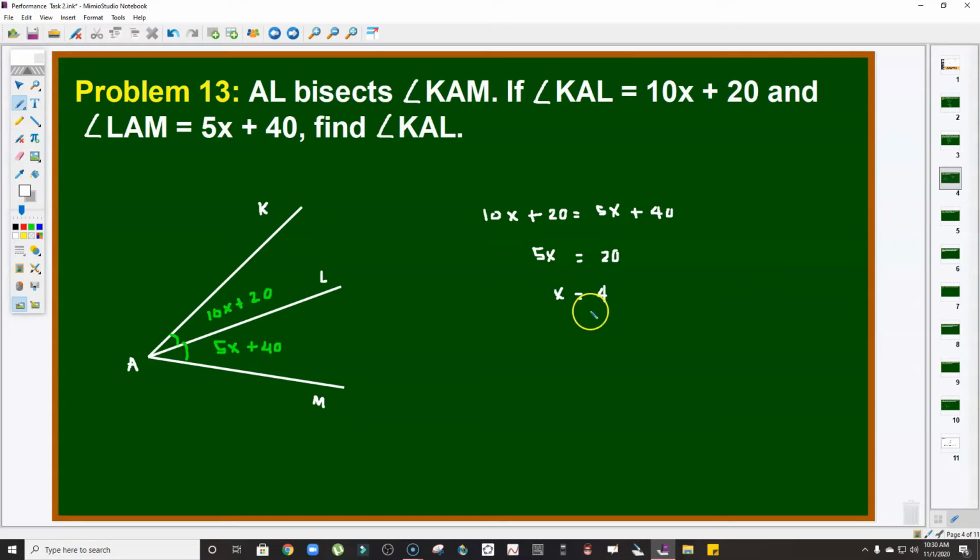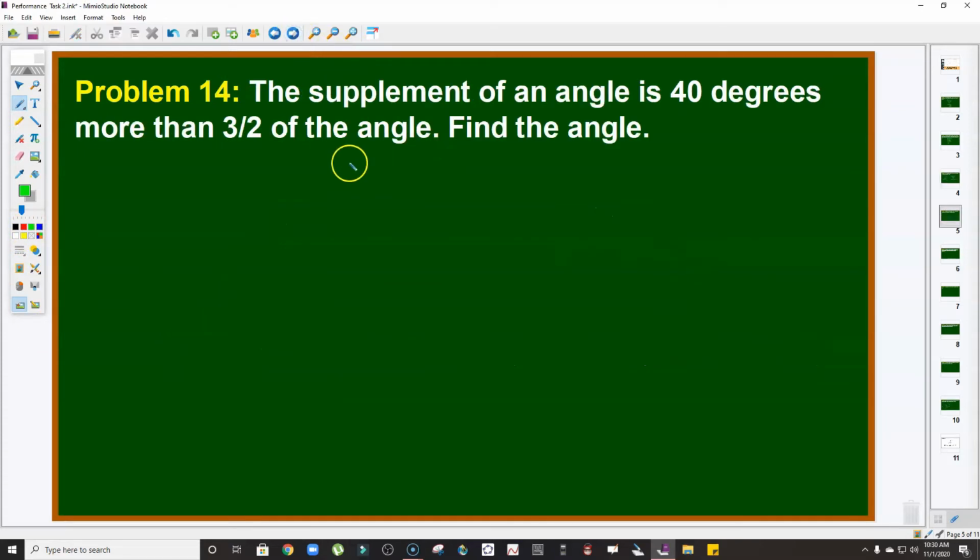But take note, what we are looking for is the measure of angle KAL. So this is our KAL. All we have to do is substitute. The measure of angle KAL is equal to 10 times 4, that will give us 40, plus 20, that will give us 60 degrees. See that? Okay.